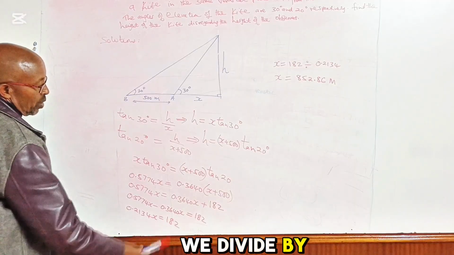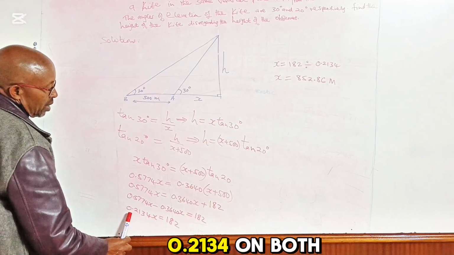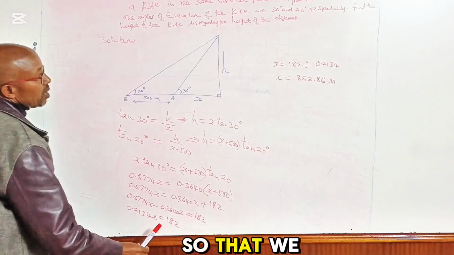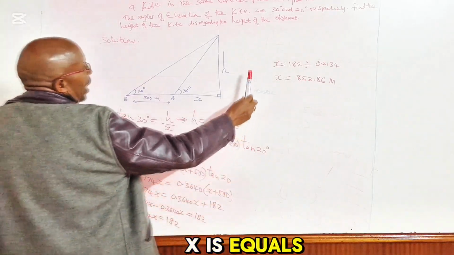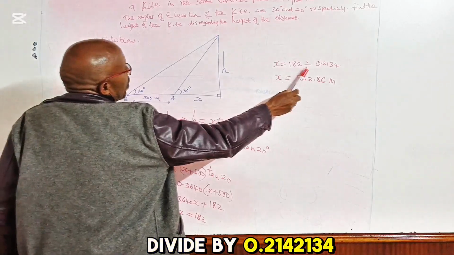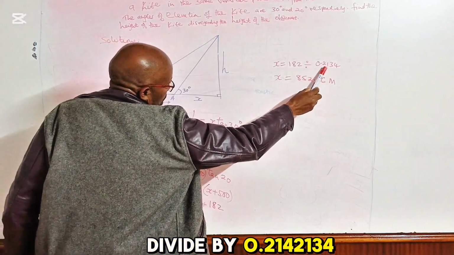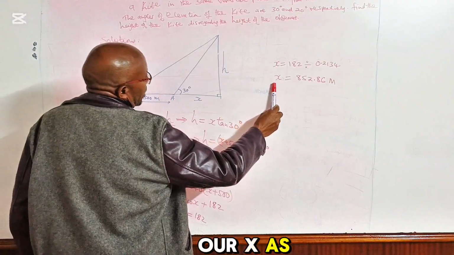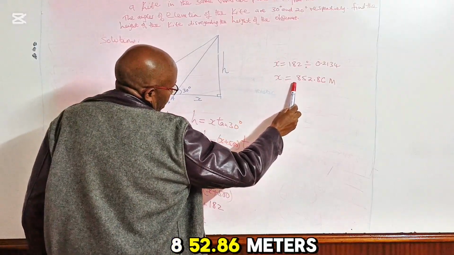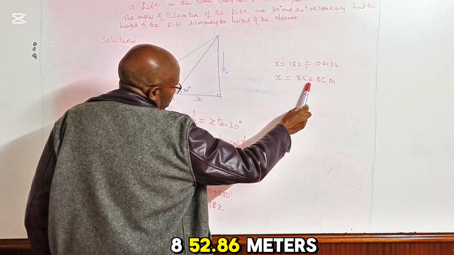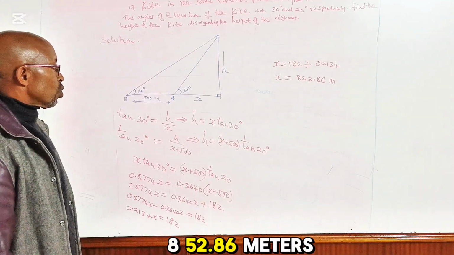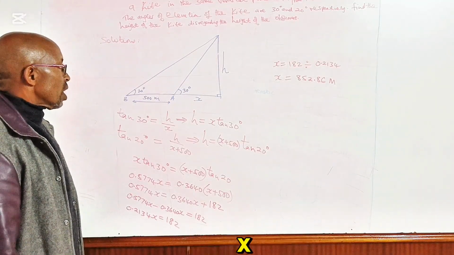So we divide by 0.2134 on both sides, so that we are left with x equal to 182 divided by 0.2134, which gives us x as 852.86 meters. That is our x.